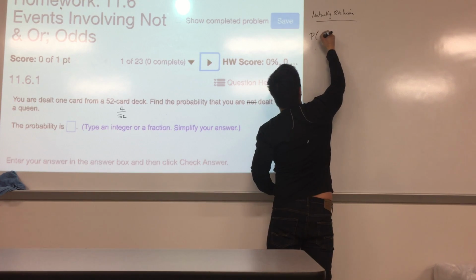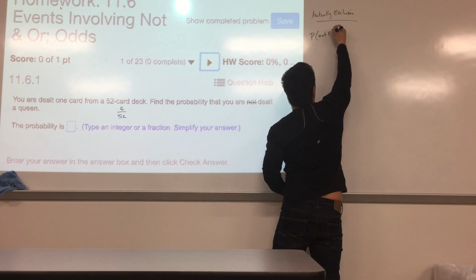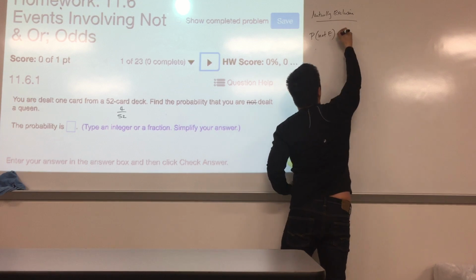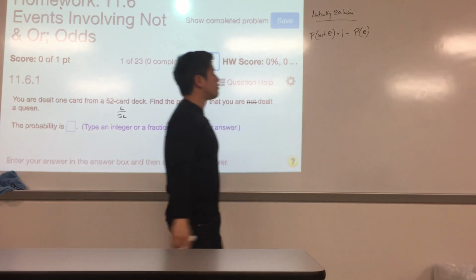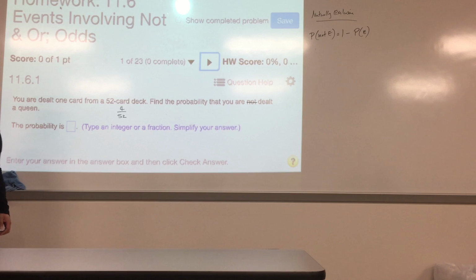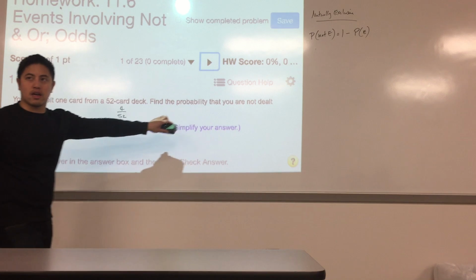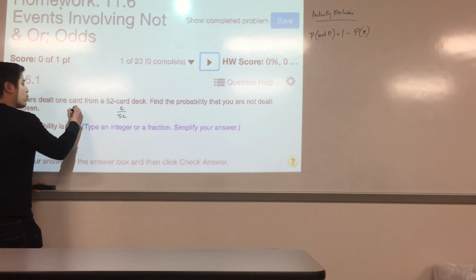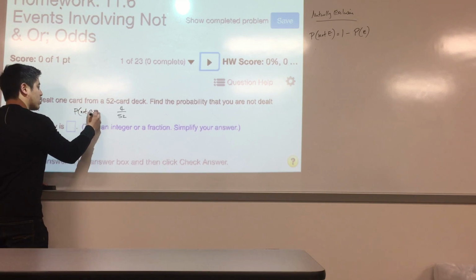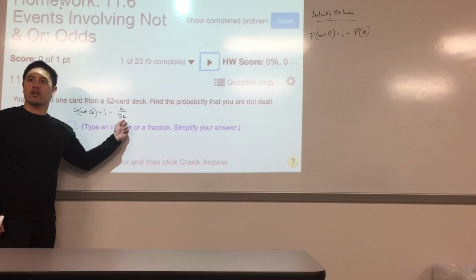So the probability of something not happening, the probability of the event not happening, is going to be 1 minus the probability of that event actually happening. So if we don't want this to happen, if we want the probability of not getting a queen, then that is going to be 1 minus the probability of getting a queen. Does that make sense?